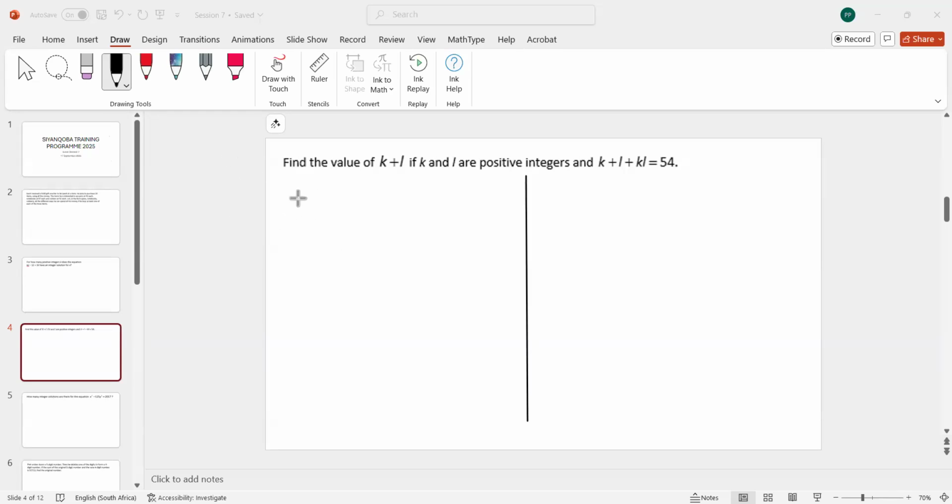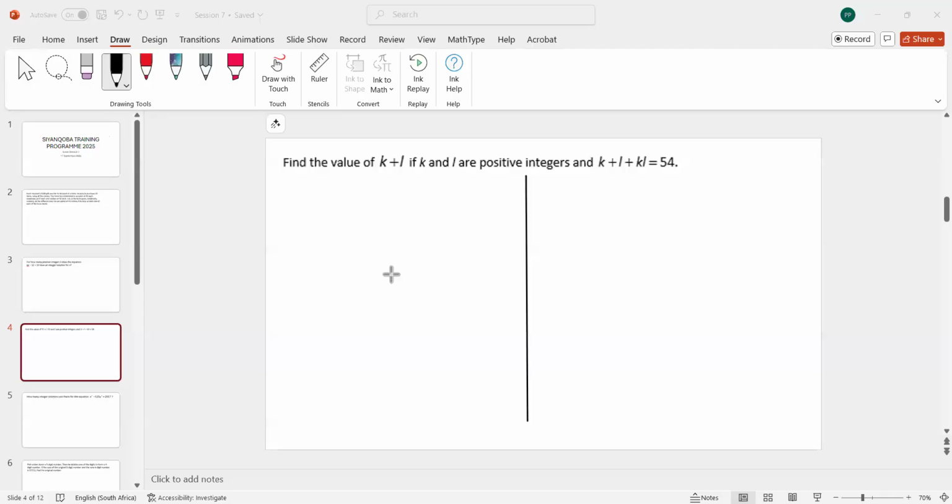Okay, so they're not asking for k and L, they're asking for k plus L. But for whatever it's worth, you need to calculate k and L so that you can add k plus L. Now if you look at this equation, you got two unknowns with one equation.